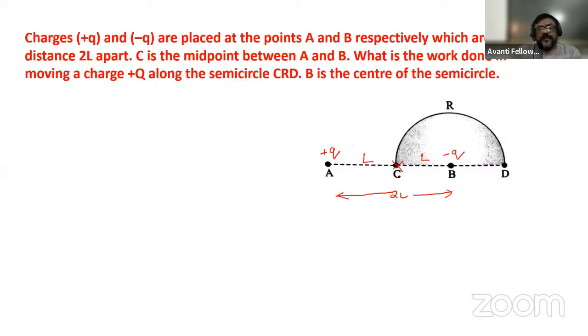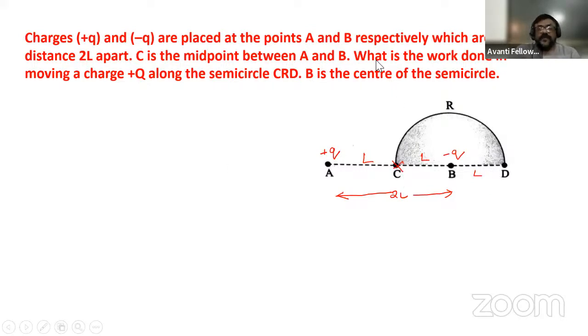Now, it is given that B is the center of this semicircle. So what is BD? This is the diameter... BC is equal to L, so definitely BD also must be L. Now, what do we have to calculate? This is the situation. The distance between A and C is L. We have to analyze the question and mark all those things in the figure. So AC is L, CB is L, BD is L. Half of our work is over.